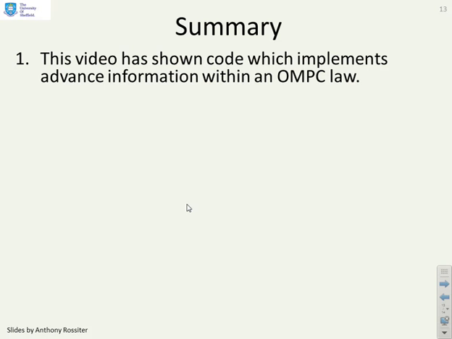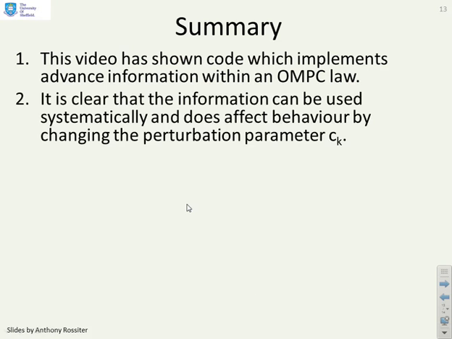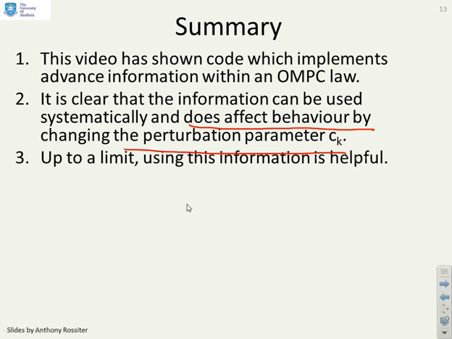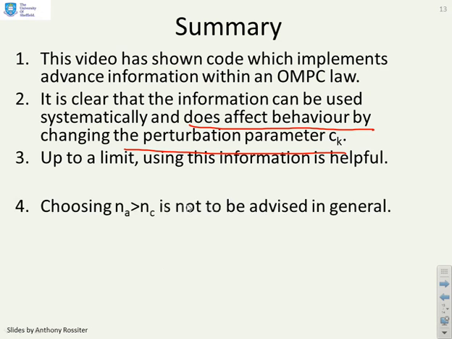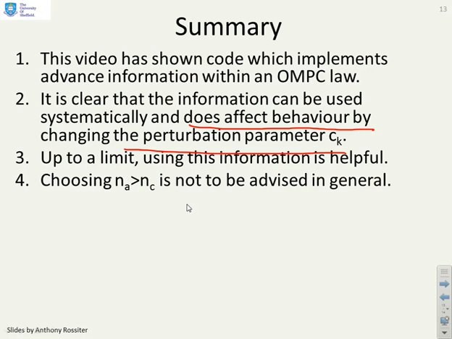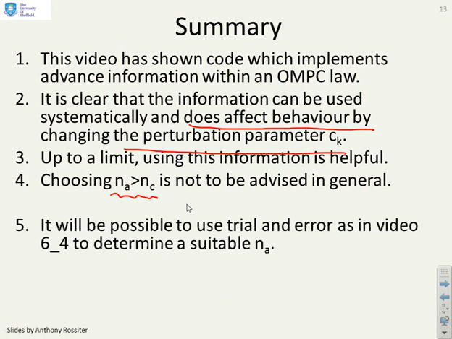So this video has shown some code which implements advanced information within an OMPC law. It's clear that the information can be used systematically, and critically it does affect behavior by changing the perturbation parameter C. Up to a limit, using this information is helpful. Generally speaking, I would probably advise against choosing NA greater than NC, although the code I provided will do whatever you ask. It will be possible to use trial and error, as in video 6.4, to determine a suitable NA, and that may well be where you end up.